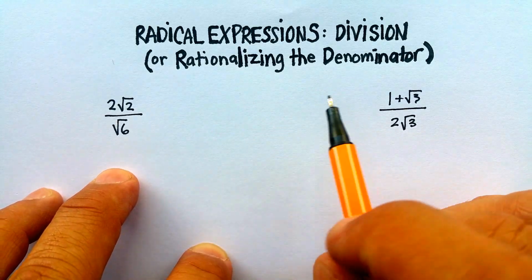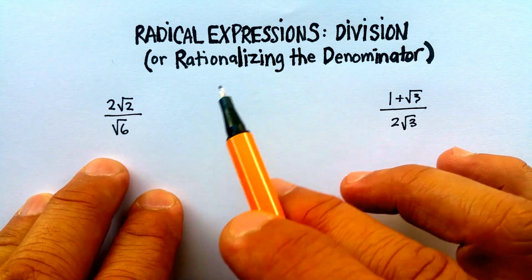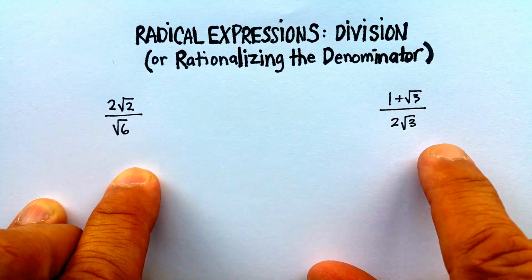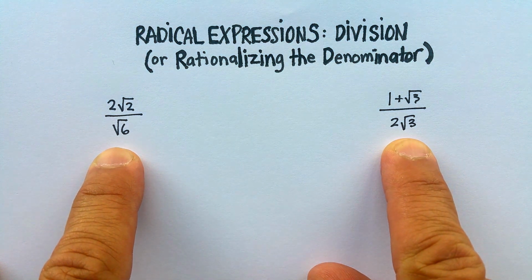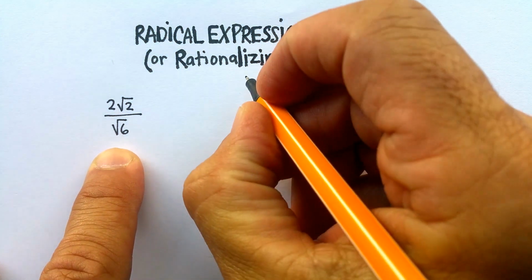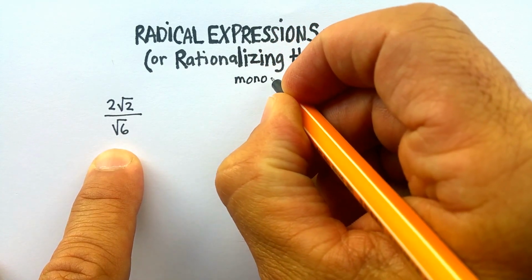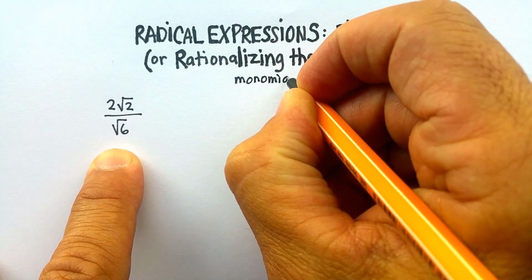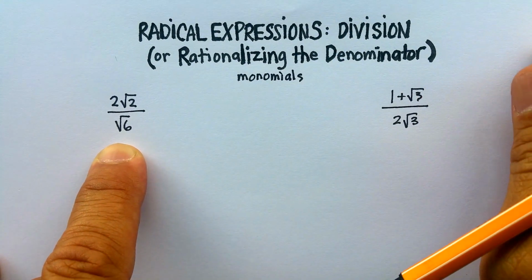Okay, in this video I'm going to show you how to rationalize the denominator with radical expressions, but this is a particular video in that both of the radicals in the denominator are what they call monomials. Okay, and there's a different technique when you have a binomial, so I'll save that for a different video, okay? So remember, these are for monomials only.